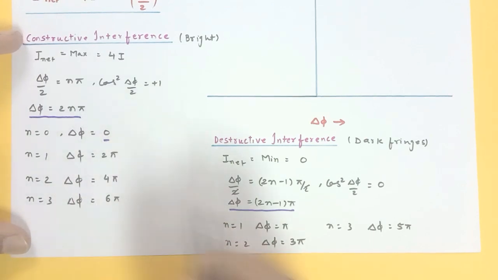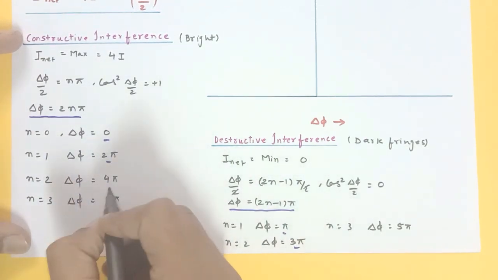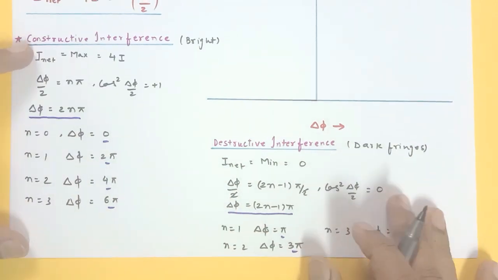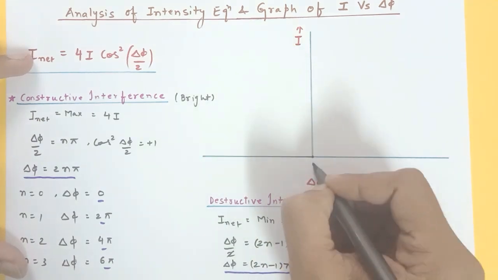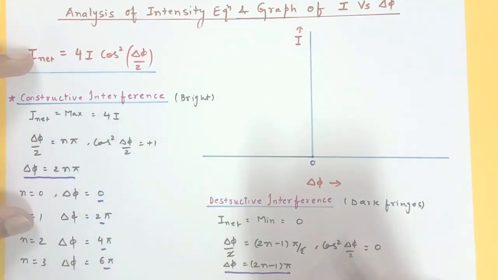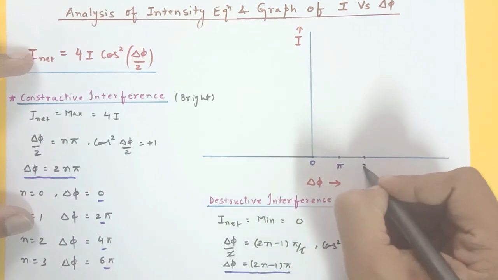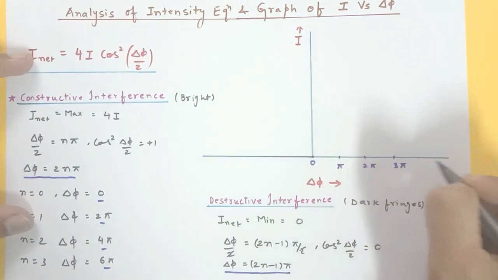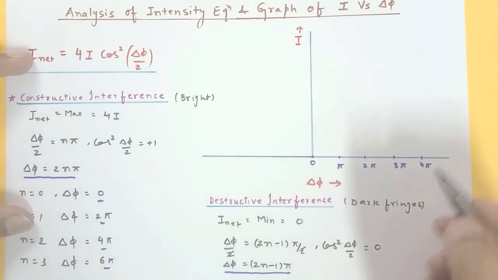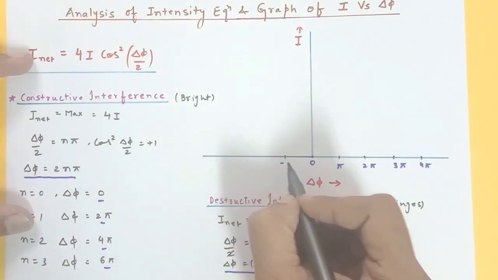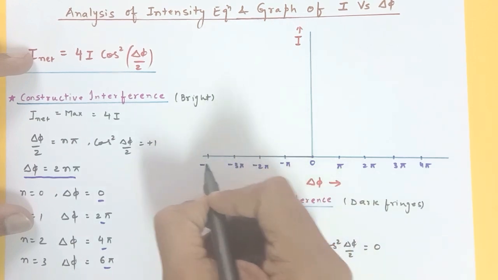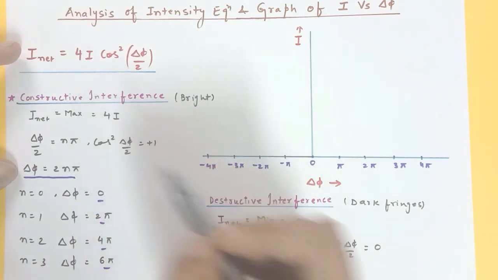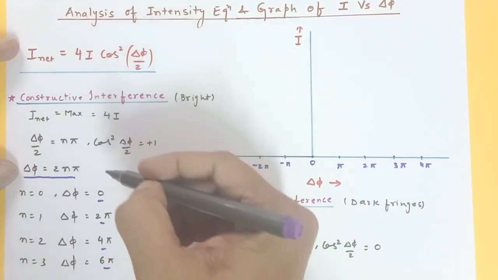So we have 0, then we have pi, then we have 2 pi, 3 pi, 4 pi, 5 pi, 6 pi, and in this way it will continue. So now I will substitute the values over here. So delta phi has got 0 value, then pi value, then 2 pi, 3 pi, 4 pi. In the same way I can keep on going till 5 pi, 6 pi, and so on. I can also choose to put minus pi, minus 2 pi, minus 3 pi, minus 4 pi, because anyhow if I put the negative values in here I will get the same answer.